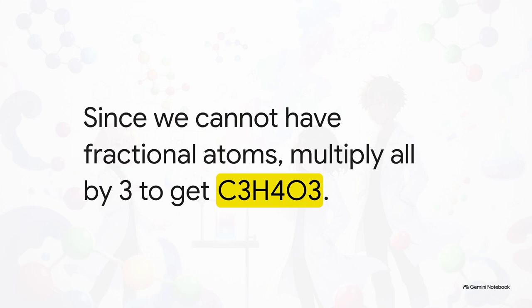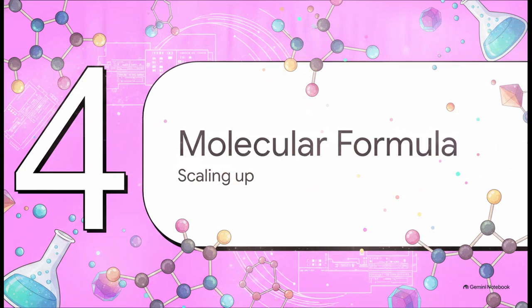To fix that third, we just multiply everything by 3. 1 times 3 gives us 3 carbons. 1.333 times 3 gives us a nice, perfect 4 hydrogens, and 1 times 3 is 3 oxygens. Boom. There is your final, clean, whole number empirical formula for vitamin C, C3H4O3. All right, part 4, finding the molecular formula.